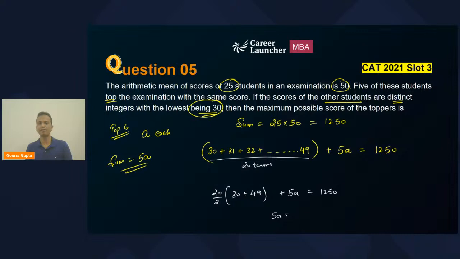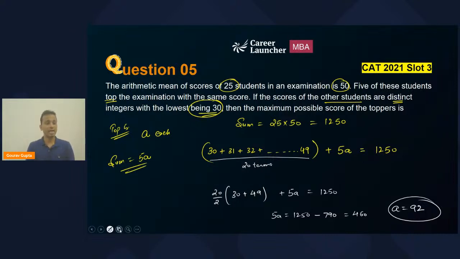Right? So the value of 5A will be 1250 minus 790, and that is equal to 460. So the value of A comes out to be 460 divided by 5, that is 92. So 92 is the correct answer to this question. Okay, right? I'll wait for all of you for the next 10 seconds. Tell me if you have any problem in understanding this number or if you have any other problem related to this question. If you are all clear, please mention yes in the chat box and then I'll take you to the next question.